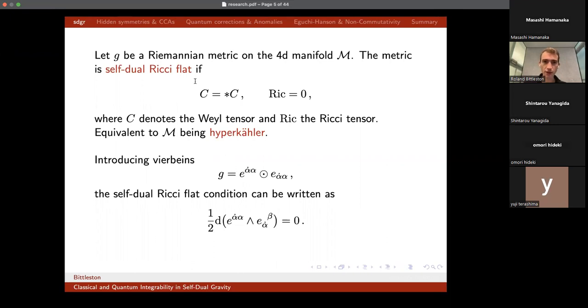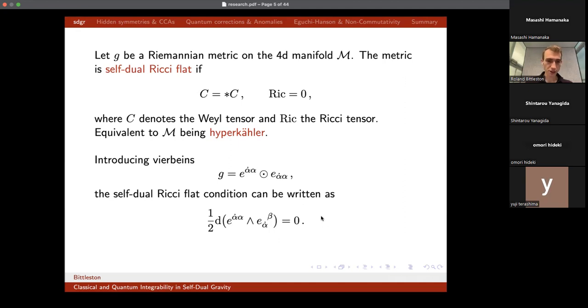Before I go on, I just want to very quickly say, sometimes I might call these metrics self-dual Einstein. Whenever I say that, I mean vanishing cosmological constant. Everything I say in this talk will have vanishing cosmological constant. So if I do say self-dual Einstein, I hope that that's not confusing. It should be clear what I mean by that.